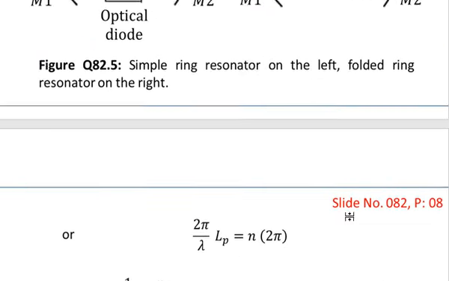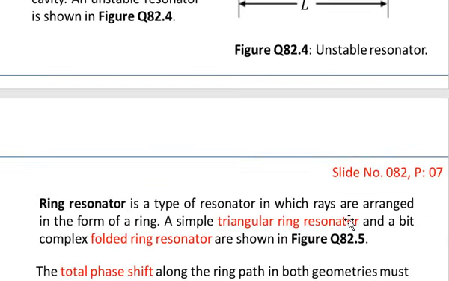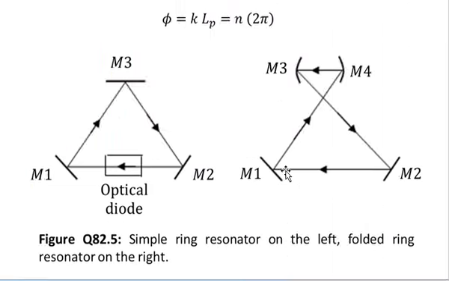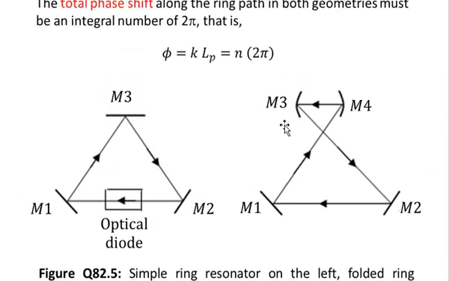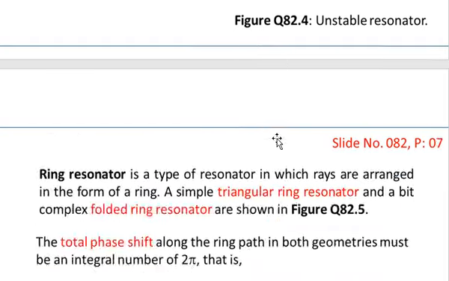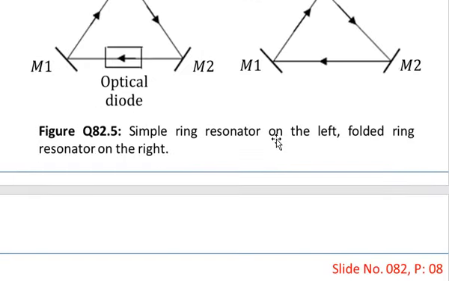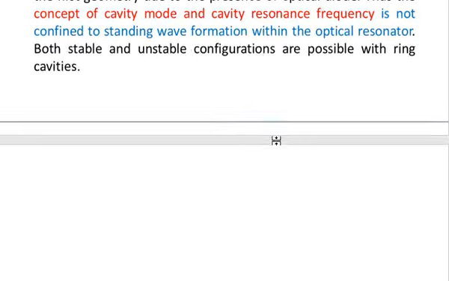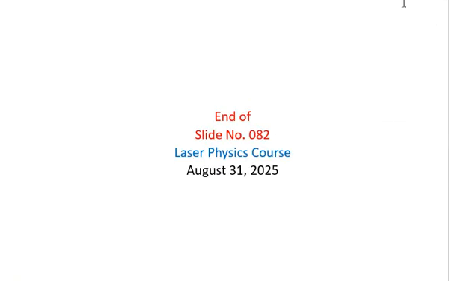So in this lecture we have described different types of resonators which are commonly used as passive resonators for lasers. We have also described the conditions for the occurrence of the longitudinal modes in each of these cavities. So this is the end of slide number 82.